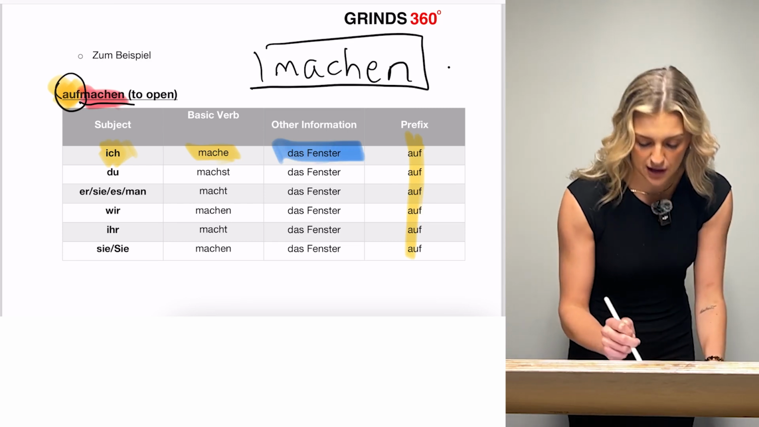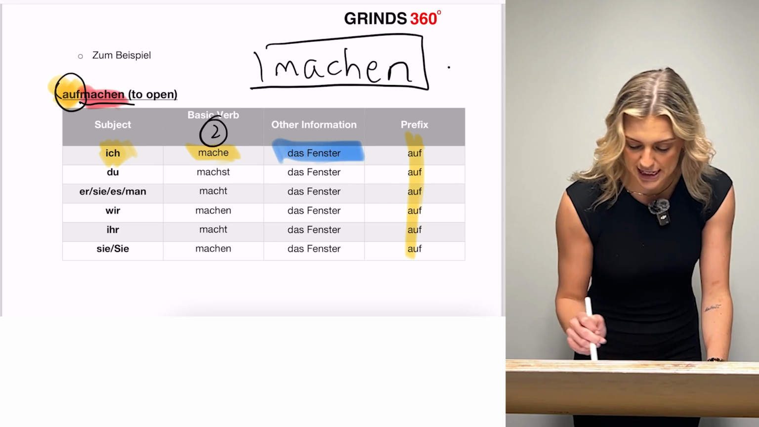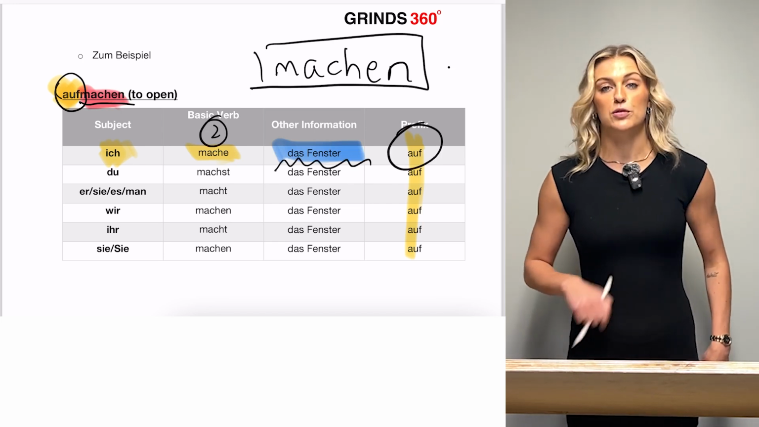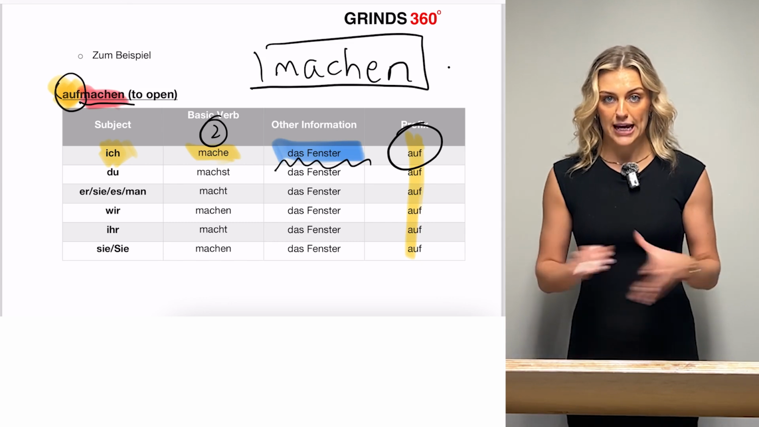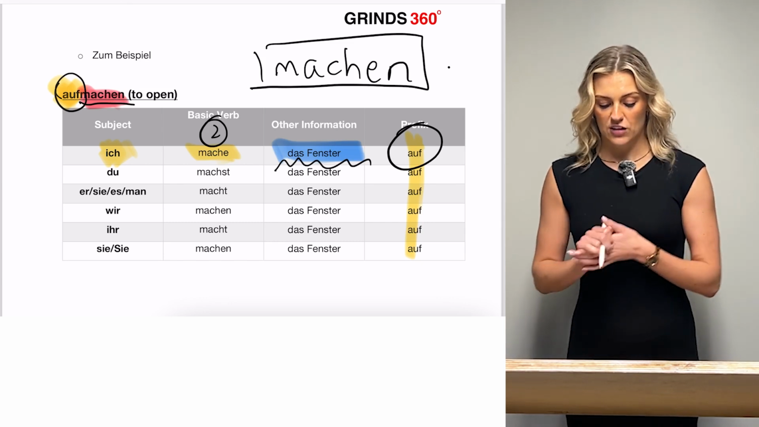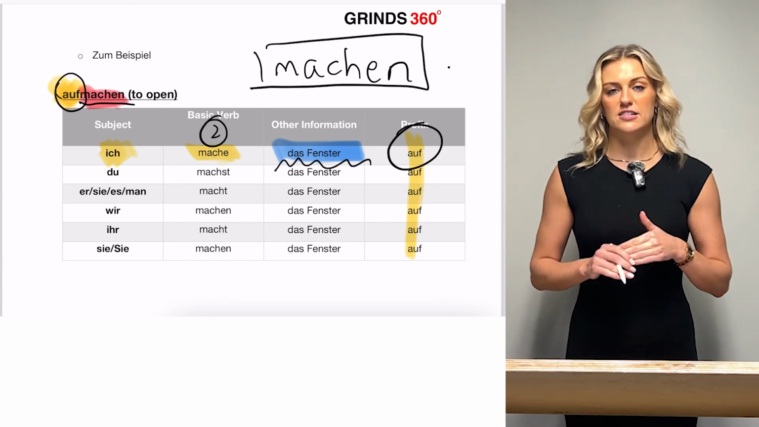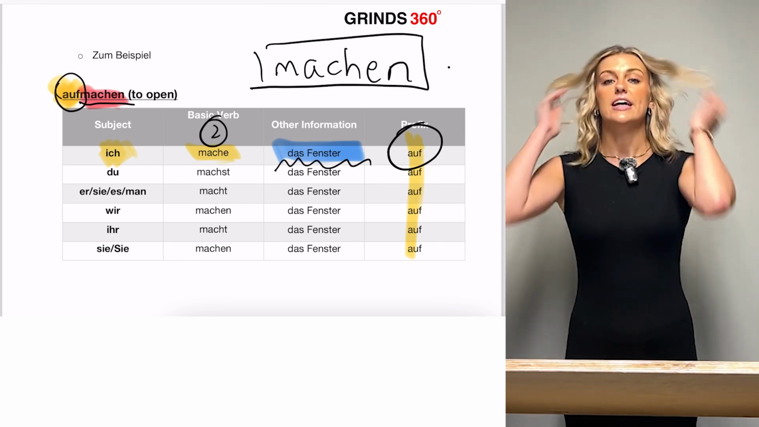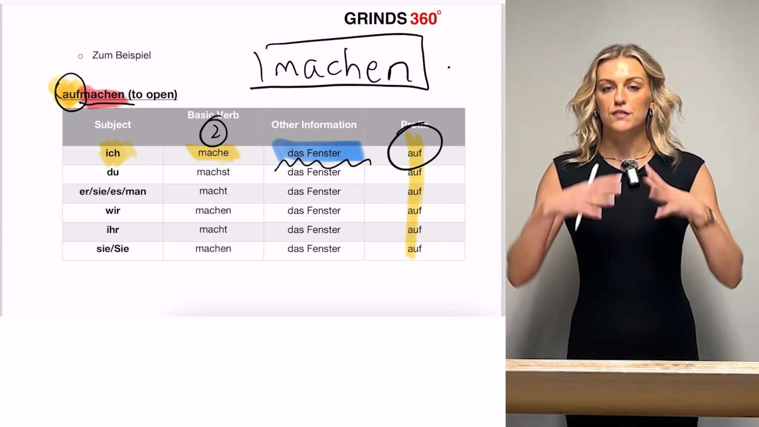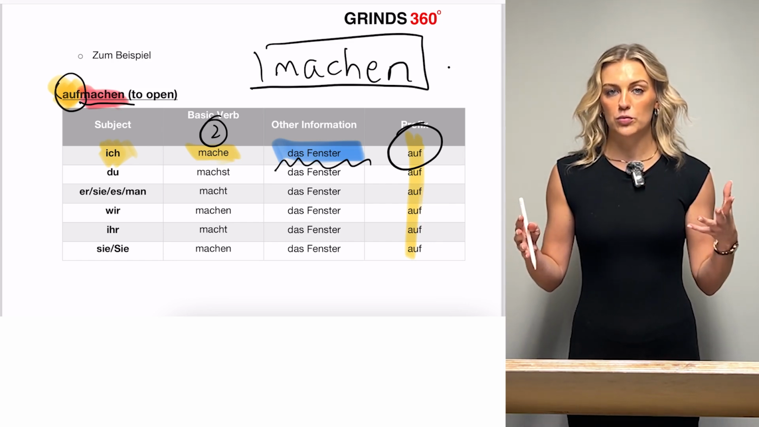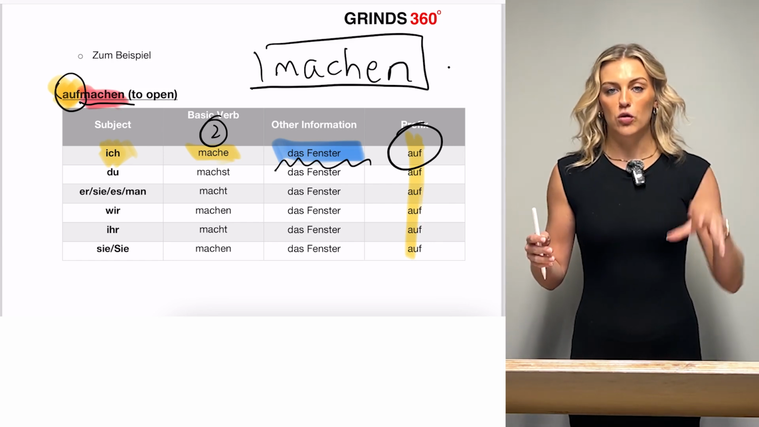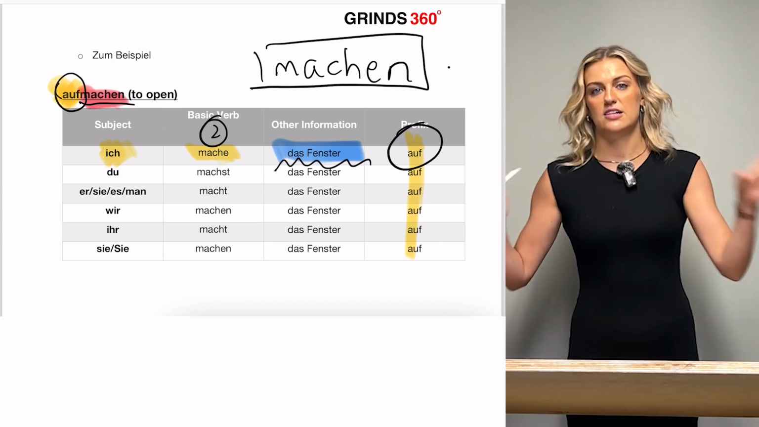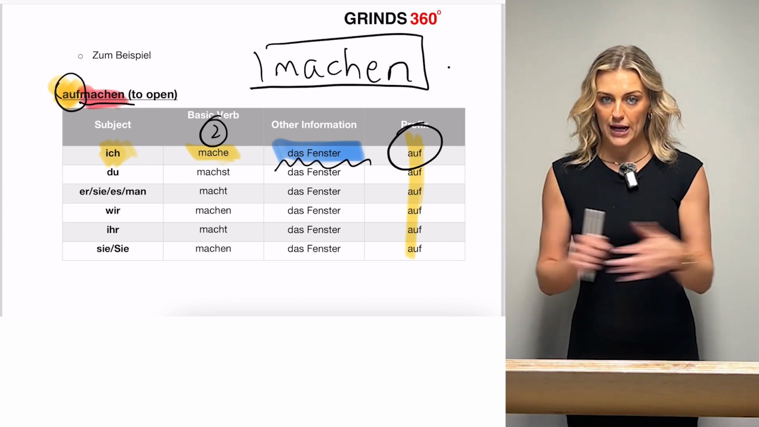So we have our basic verb in second place and our prefix at the end, and then any other information goes between those two things. So ich mache das Fenster auf, I open the window, du machst das Fenster auf, you open the window, sie, es, man macht das Fenster auf, he, she, it, one opens the window, wir machen das Fenster auf, we open the window, ihr macht das Fenster auf, you plural open the window, sie machen das Fenster auf, they open the window, Sie machen das Fenster auf, you formal open the window.